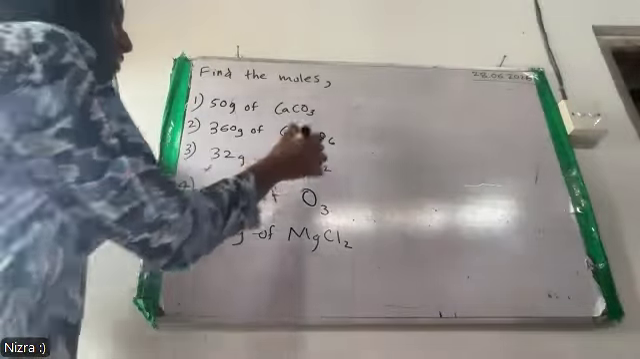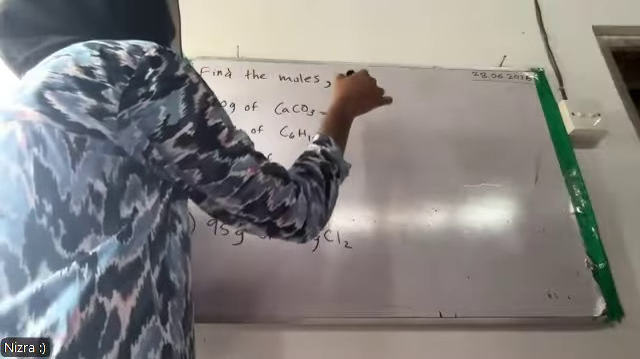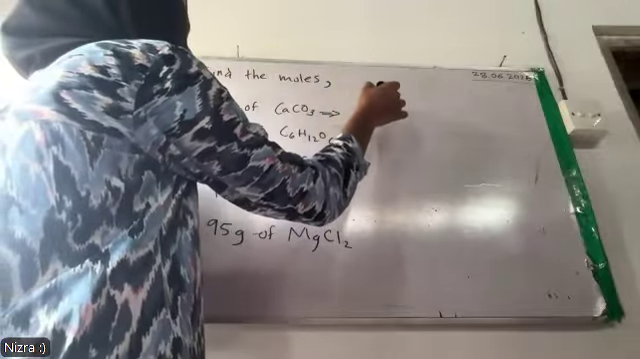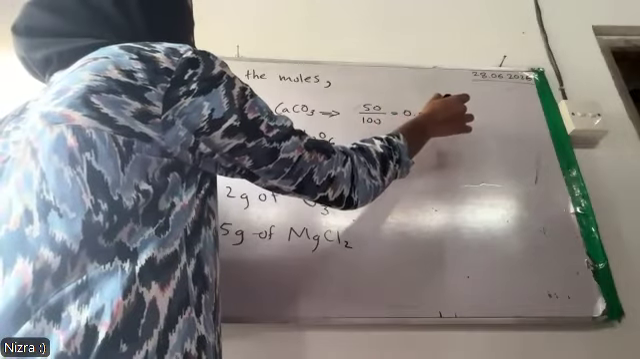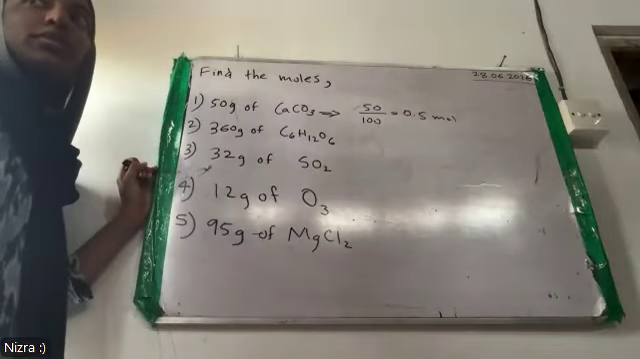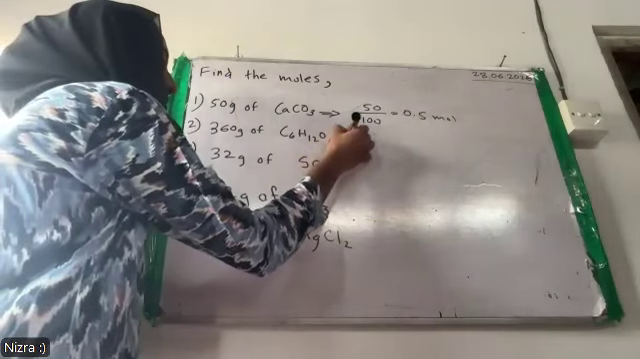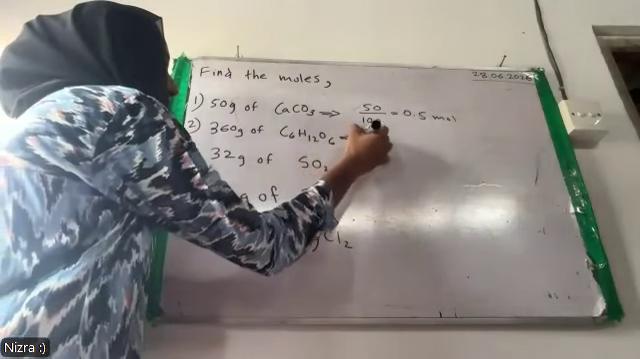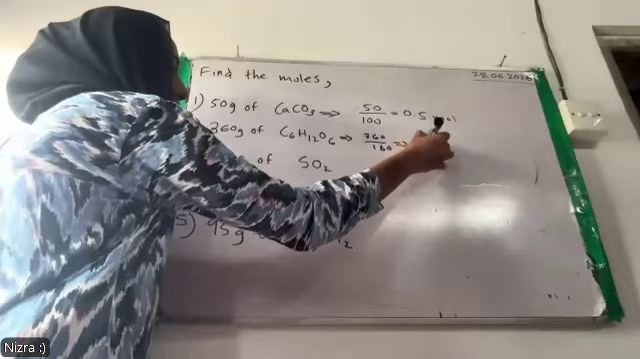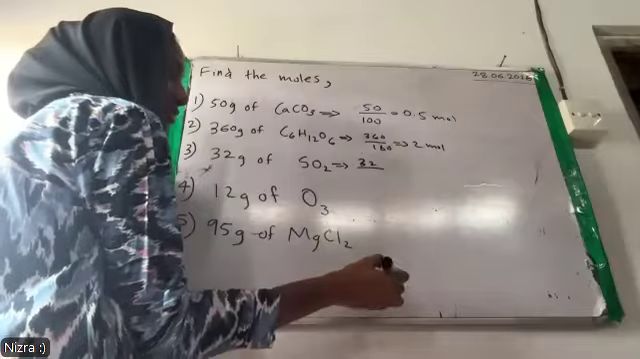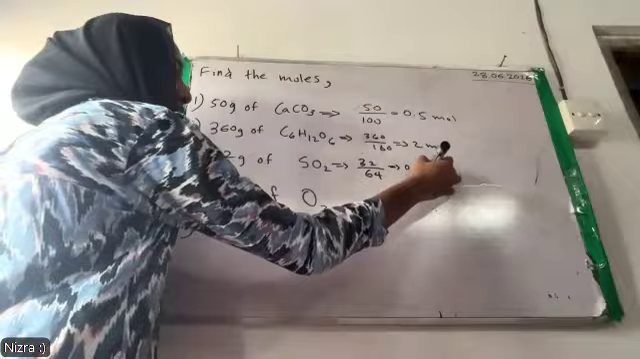Okay. Now first it is 50 gram of calcium carbonate. So you know you have to write the equation and substitute 50 over 100, right? Did we get 0.5 moles? 0.5. Okay. Here 360 divided by 180. Here 32 divided by 64. Did you get 0.5 mole?